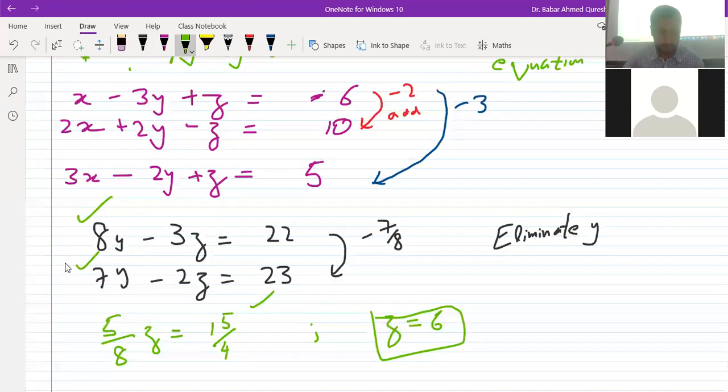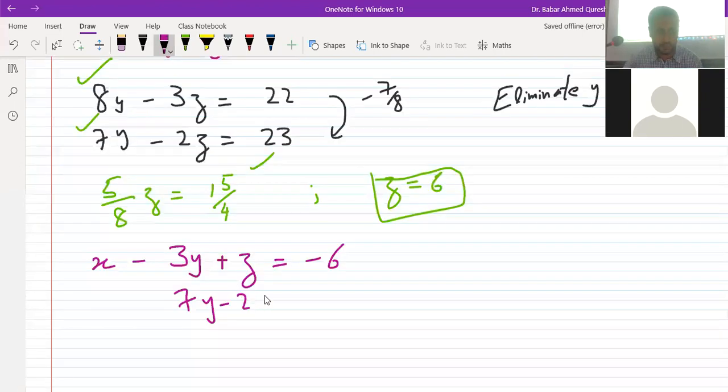So I pick this, the first equation involving x, y, and z. And one of these equations, 7y minus 2z equals 23. You can pick any one, it doesn't matter. And the last equation I'm just going to write like this.